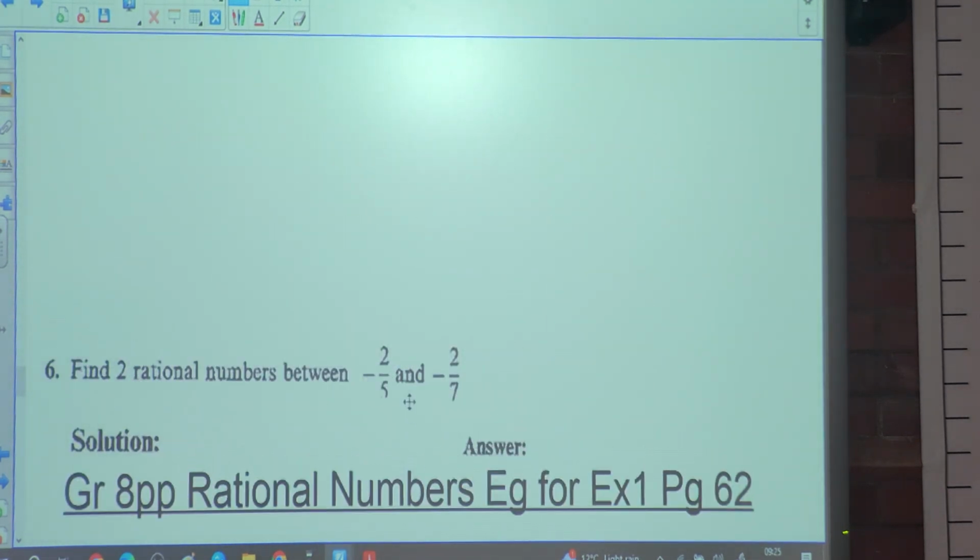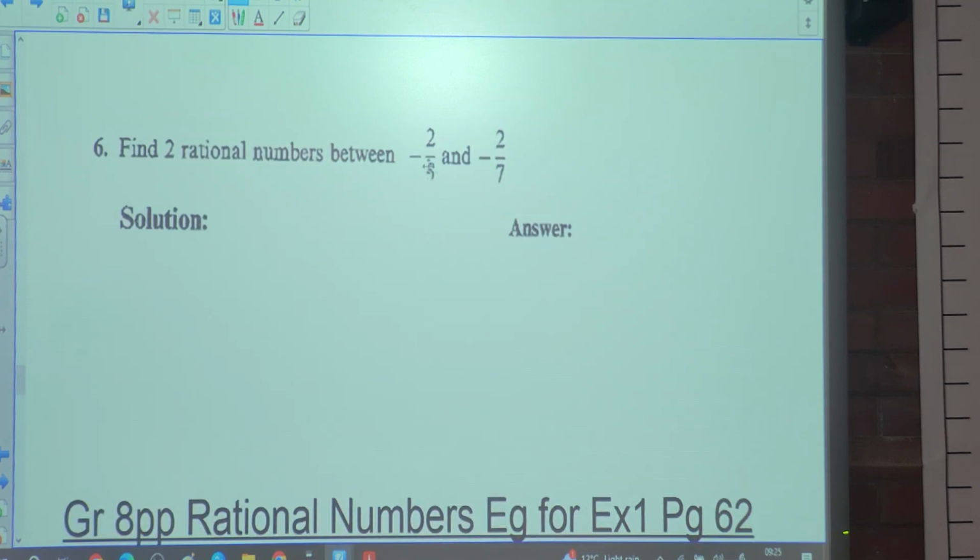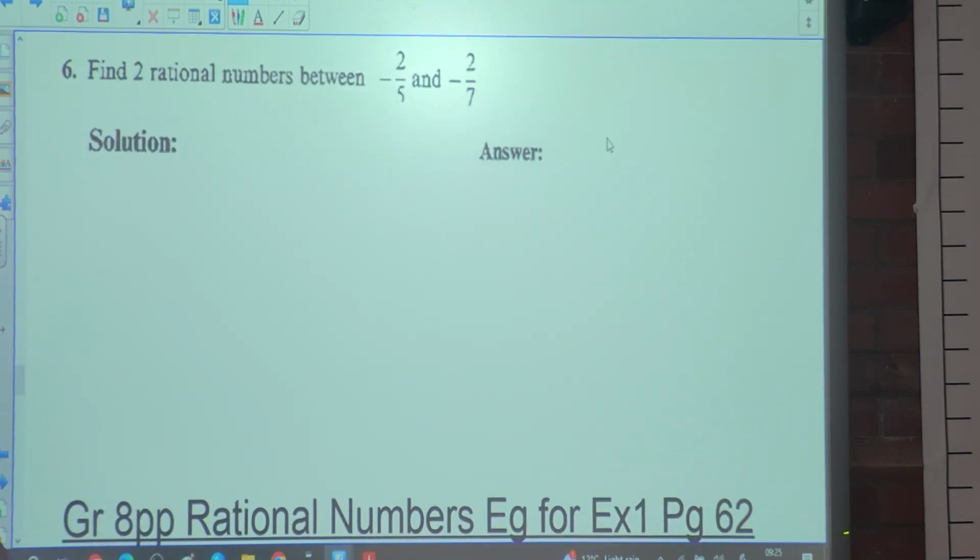And normally we would simplify it in the exam as well. Okay. Always simplify your fractions. Okay, here's one. Find two rational numbers between negative 2 over 5 and negative 2 over 7.